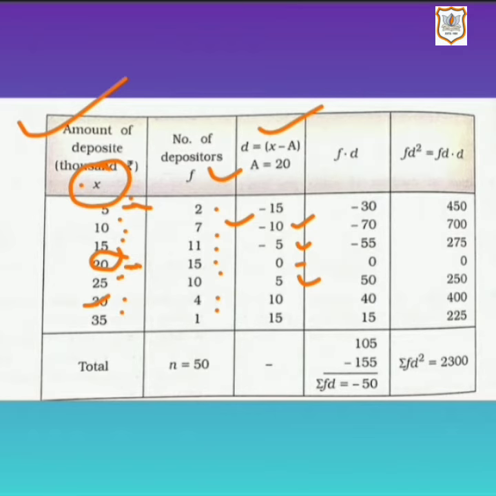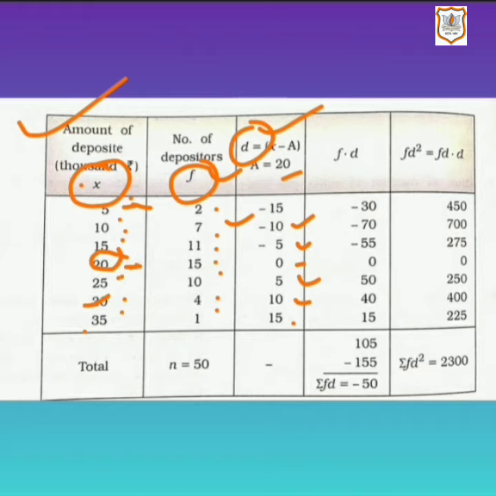30 minus 20 gives you 10. 35 minus 20 gives you 15. So here we are done with d. Now we are going to find f into d, that is fd. So multiplying f column and d column will be fd.